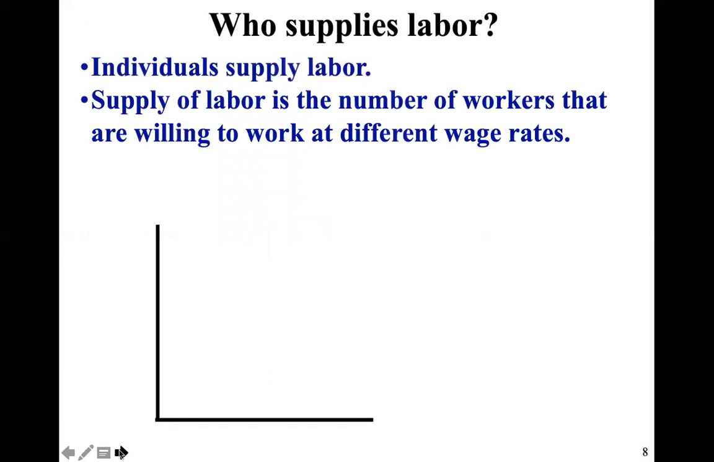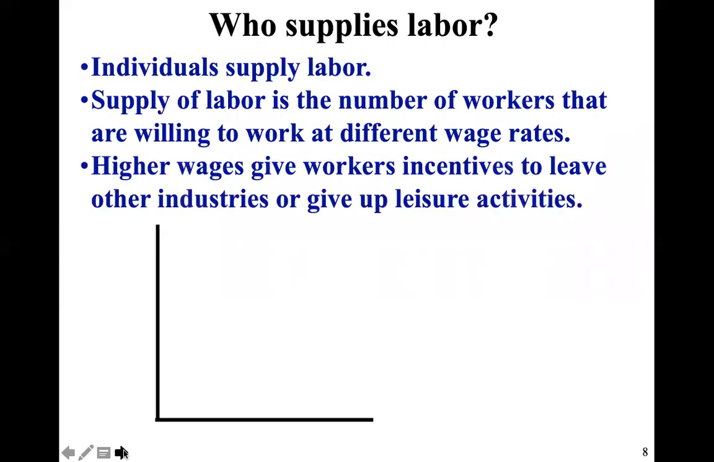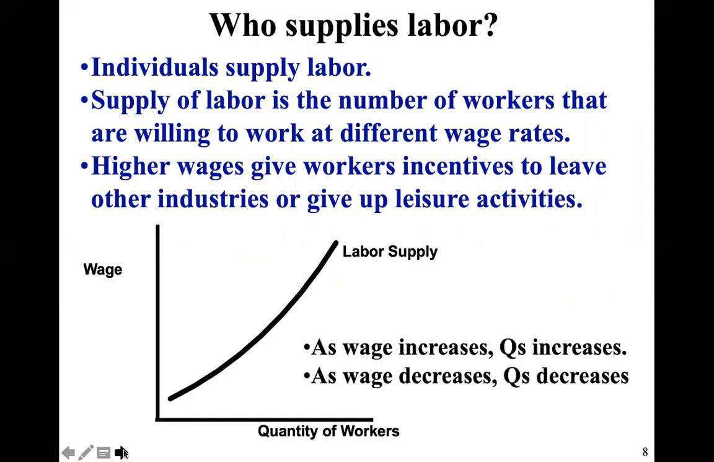Okay, what about the supply curve? Well, as we've already emphasized, individuals are going to be supplying their labor, and if there's higher wages available, workers are going to have incentives to give up leisure activities or give up working in other industries and come on over to this industry, the higher and higher the wage is. Therefore, we see an upward sloping supply of labor curve. You can label it S or SL. This one writes it all the way out, labor supply.